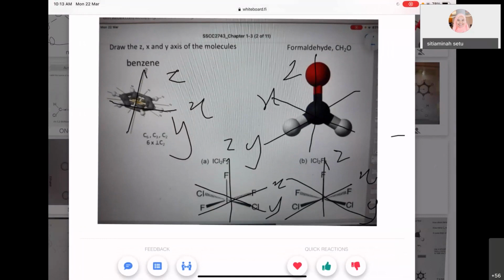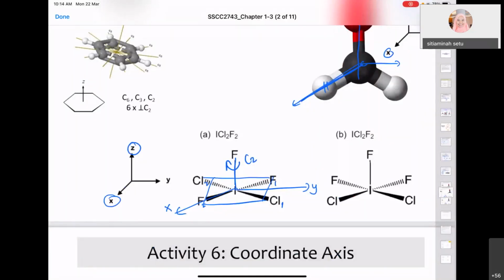Tapi sebenarnya kadang-kadang kedudukan atom tu dia bergantung kepada dia punya electronegativity kan. So that's why you punya axis tu kadang-kadang dia tak ikut kedudukan atom, sebab axis dia mesti 90 degree antara satu sama lain. So kalau nak lukis, you kena lukis betul-betul lah. Okay, contoh macam ni. Y tu sebenarnya dia adalah di antara Cl dengan F.